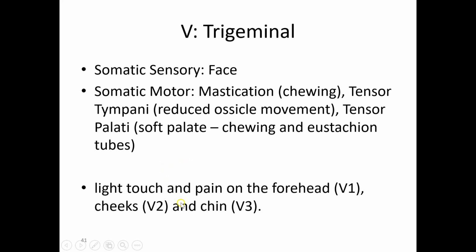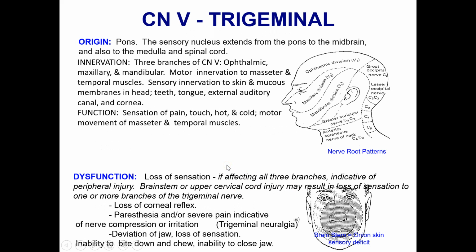And you must check for light touch and pain on the forehead in all the branches of the trigeminal nerve. Origin from pons, as we discussed. It extends from the pons to the midbrain and also to the medulla and spinal cord. So it is the largest origin, starting from spinal cord, medulla, midbrain, pons. Structure in the brainstem extends from midbrain up to the spinal cord.